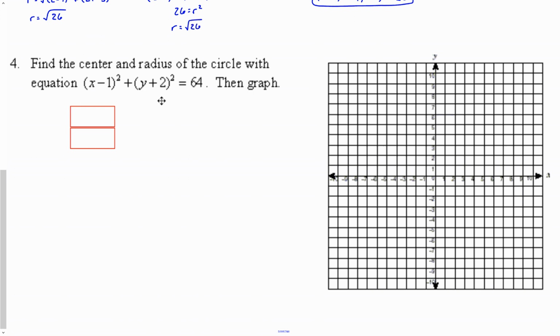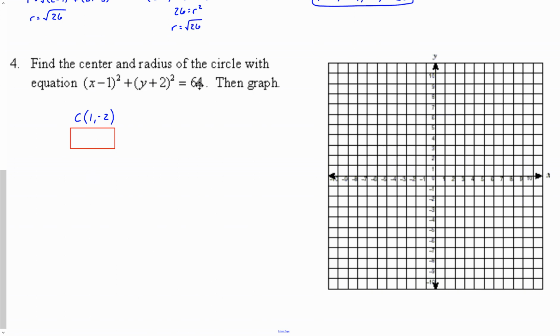And when you pull those out of the equation, you have to make them the opposite of what they appear to be. So since this says x minus 1, the x coordinate or the h value is really a positive 1. And then a -2 for the k value since it says y plus 2 in the equation.